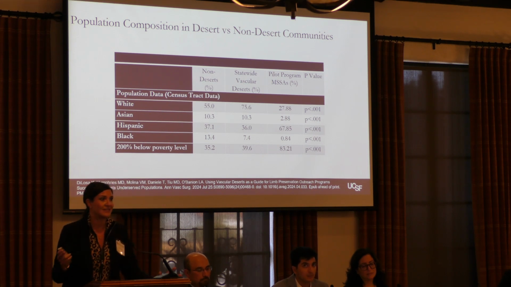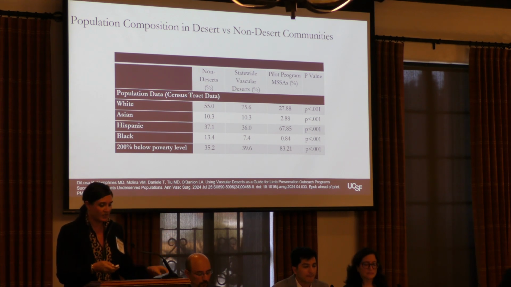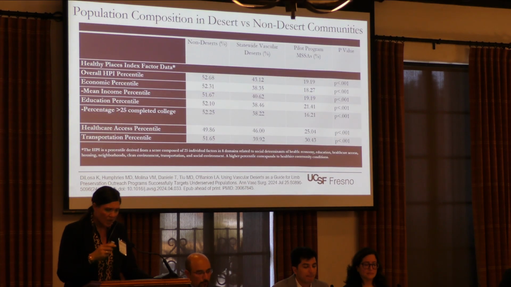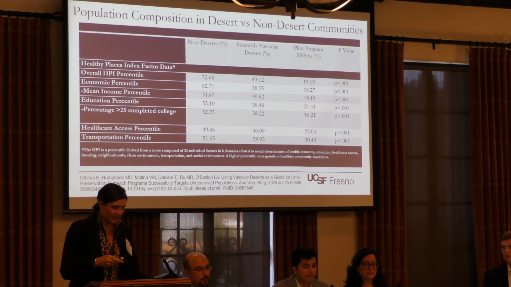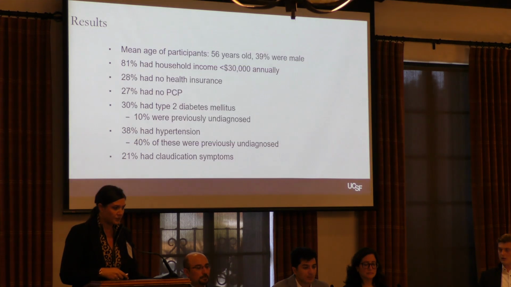This was really kind of astounding. So it's not just that there are vascular deserts out there, but then there are these microcosms within the vascular deserts that we really need to be targeting and focusing our care towards. Furthermore, we looked at the Healthy Places Index as a marker for socioeconomic disadvantagedness, and what you can see is that these patients in these specific vascular deserts have a lower mean income percentile, a lower education percentile. Very few of them are completing college. Very few of them have access to transportation.